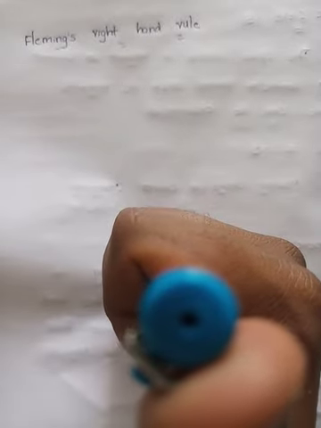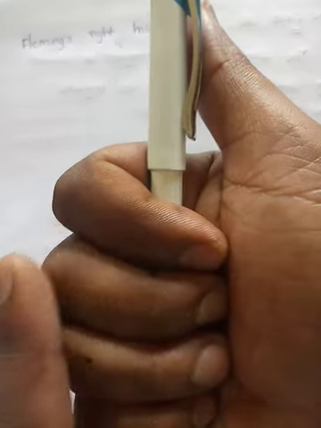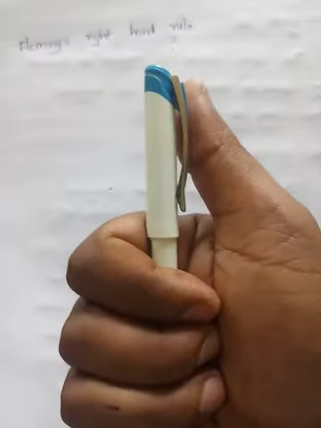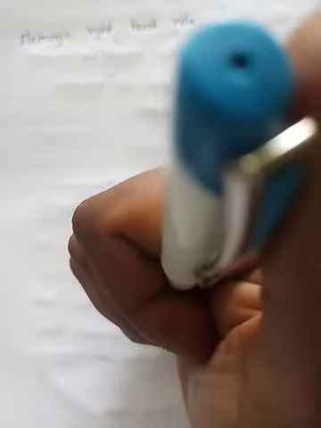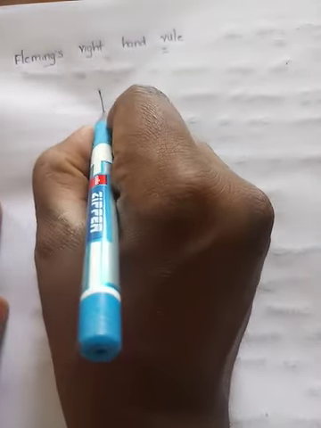So if you hold a current carrying conductor, and your thumb points in the direction of current, then the curl of your fingers gives the direction of magnetic field. For example, if the current is moving in the north direction, from south to north, my fingers are rolled in which direction? Anti-clockwise. If I hold the current carrying conductor in the downward direction, what happens? Now the current will be in clockwise direction.